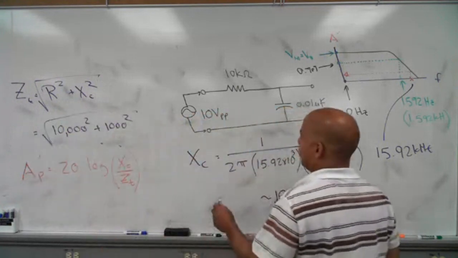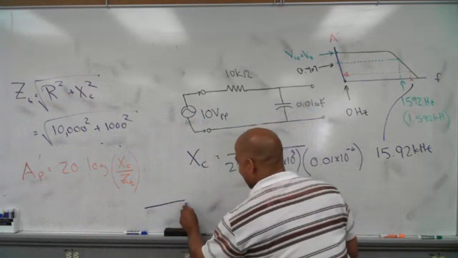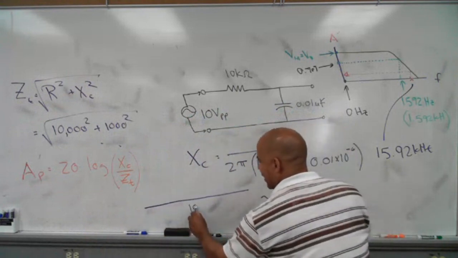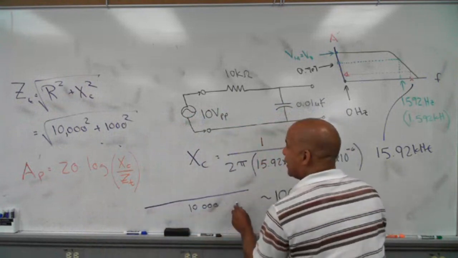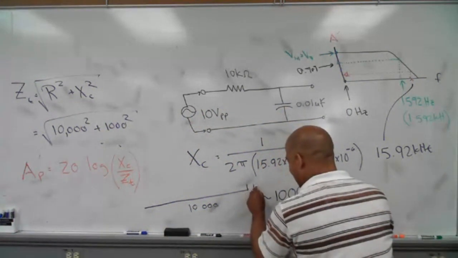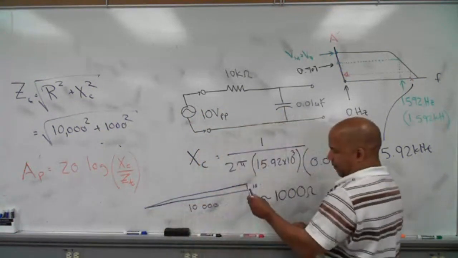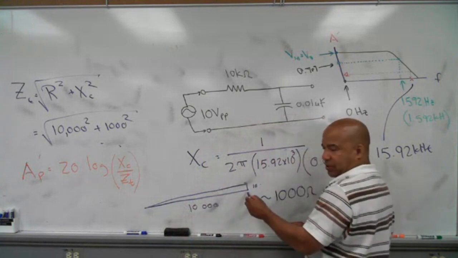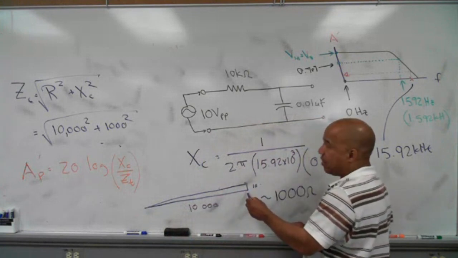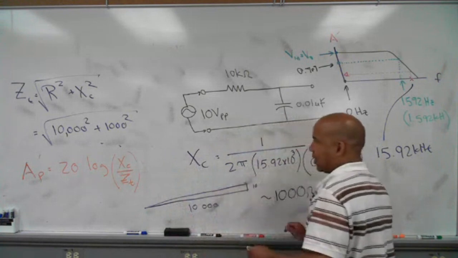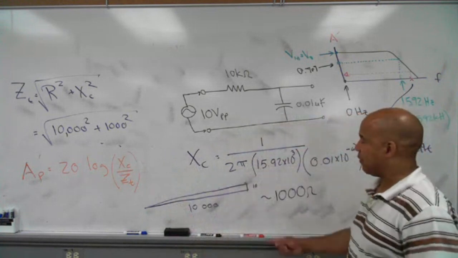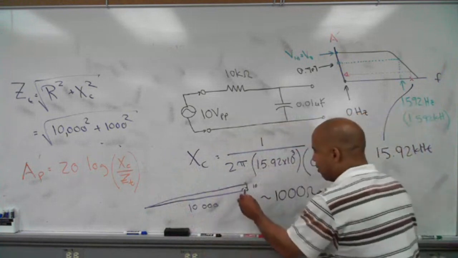Well, think about that triangle. That triangle looks like this. I got this long side right here, which is 10,000, and this short side right here, which is only 1,000. So that's the triangle right here. So I expect the hypotenuse to be real close in value to my R value. So when you do the math, I'm expecting something really close to 10,000 from that right triangle.